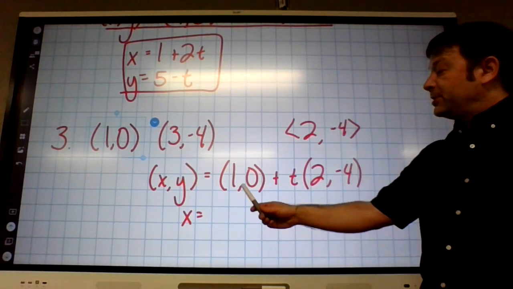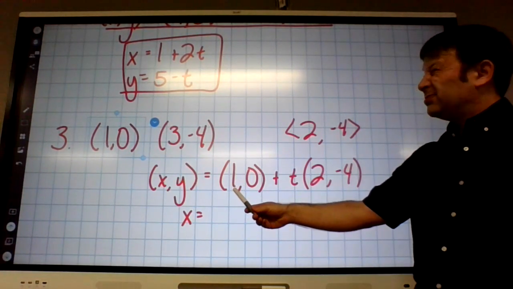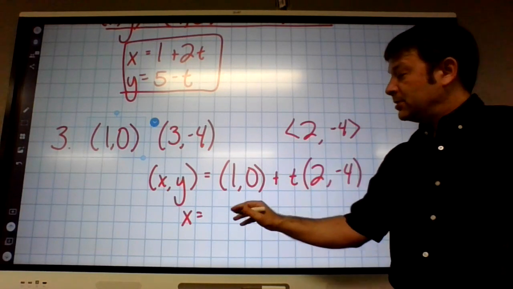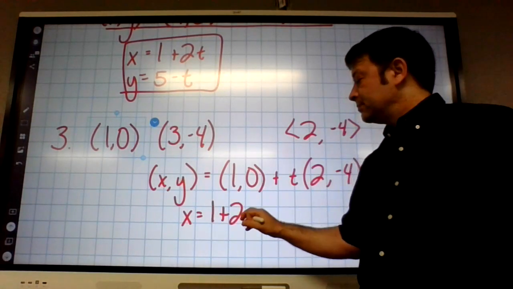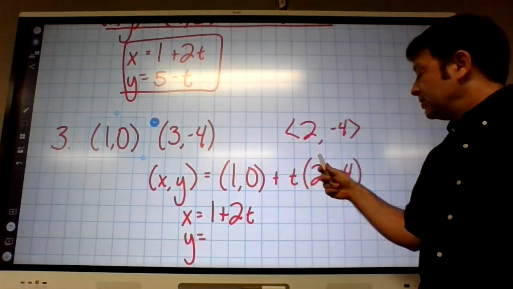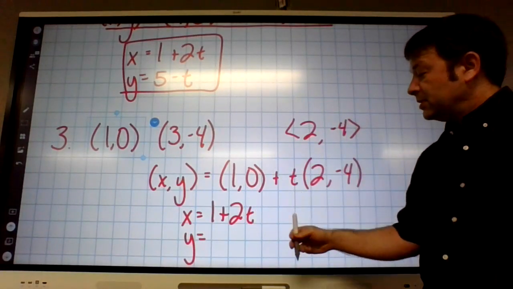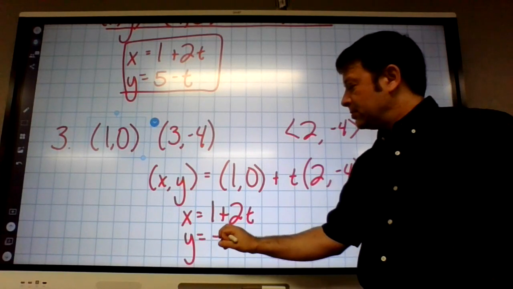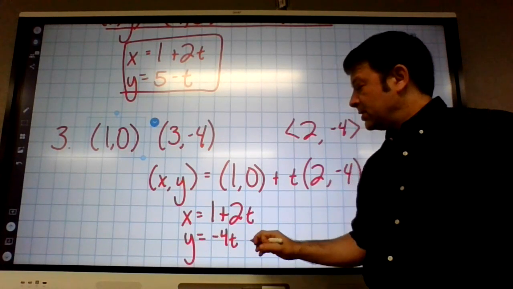What would the parametric equations be? 1 plus 2t. Yeah. For the x and for the y? 0 minus 4t. Yeah, now do we need the 0? Probably not, right? So just -4t.